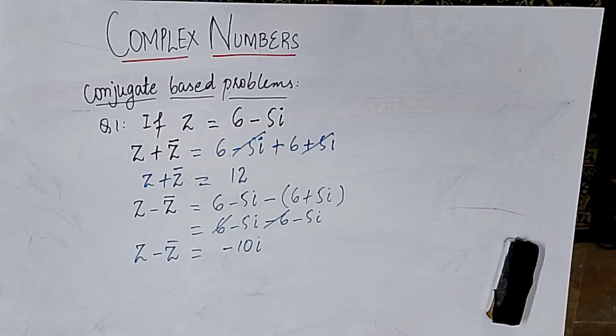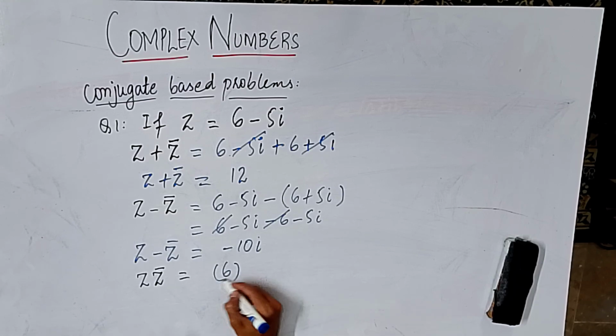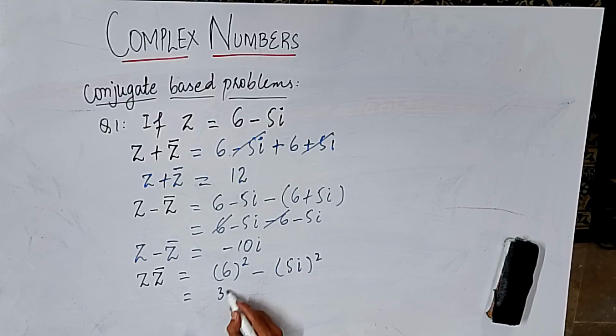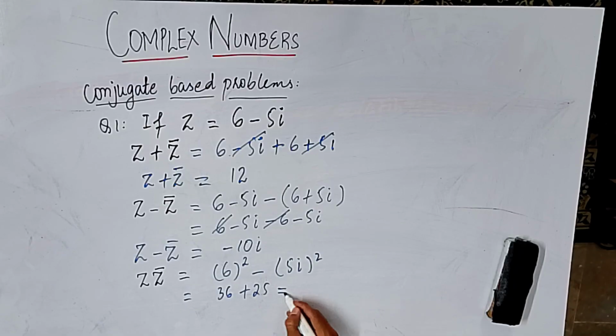Now let's apply the same thing on the third property, which is the product of the complex number with its conjugate, that is z multiplied by z bar. When you do z multiplied by z bar, we have already discussed that we can do it directly. We will get 6 square minus (5 iota) square. So 6 square is 36, and iota square will be minus 1, and minus minus will be plus, and 5 square is 25. So 36 plus 25 comes to 61.